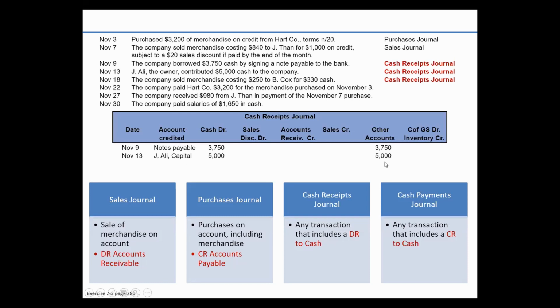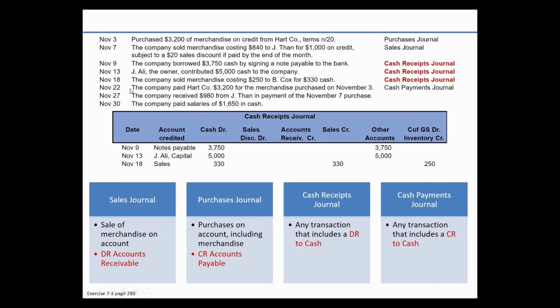And then again, you would credit the other account for that amount. So now the next thing is November the 18th, the company sold merchandise that cost $250 to B. Cox for $330 cash. Well, that's a cash receipt. So we record the sale November the 18th, cash debit of $330, and then we credit sales. So we debit cash the amount of $330, we credit sales in the amount of $330, and then the cost of goods sold is, in the inventory, $250.